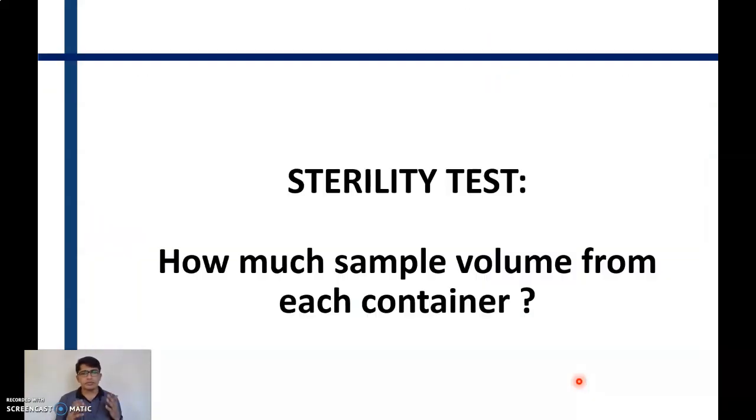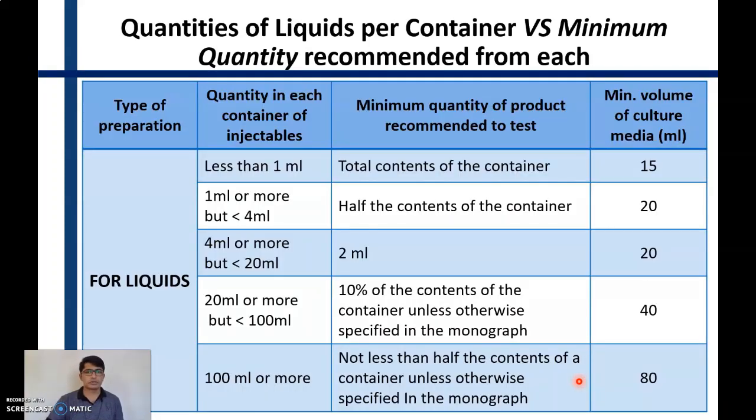Now how much sample volume should be taken from each container? Depending on the number of containers, we have to take some specified number of containers for sterility testing. Now how much sample should be taken from each container? This is some specified volume. If the volume of one container is less than 1 ml, we have to take the total content of the container for sterility testing, and 50 ml of culture media.